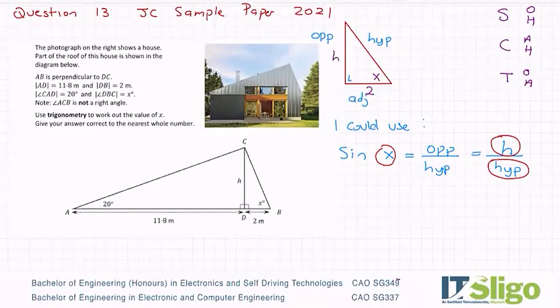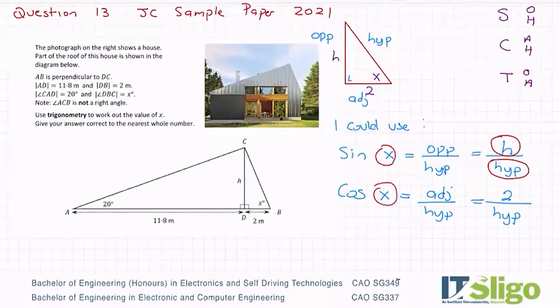Okay, let's try cos. And that's equal to adjacent over hypotenuse. My adjacent is 2 and my hypotenuse is HYP. Okay, so this one is a bit better, but I still have 2 unknowns. Look at that, okay? So I can't use that just yet.